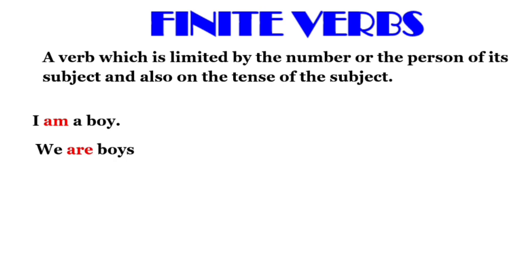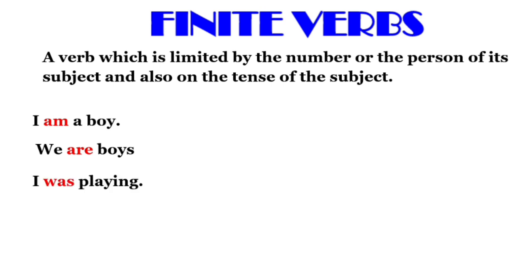Now let's see. If I change the subject, now I am using we in the place of I. The subject changes to plural. The number is changed. Look at the verb next to the subject: are. Right? The first sentence has am. In the second sentence it is changed to are. That am and are are called the finite verbs. They change according to the subject and tense also.